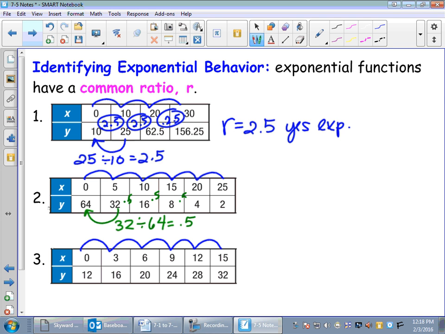Half of 8 is 4. Half of 4 is 2. So therefore, yes, it's exponential, and my R value, the common ratio, is 1/2 or 0.5.